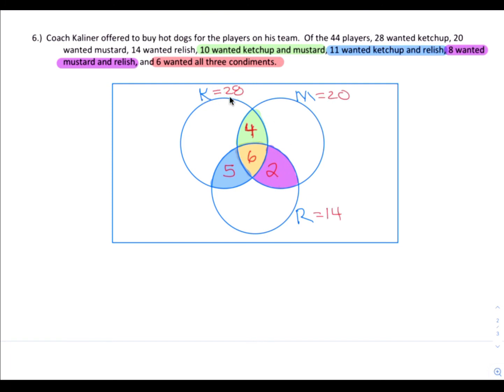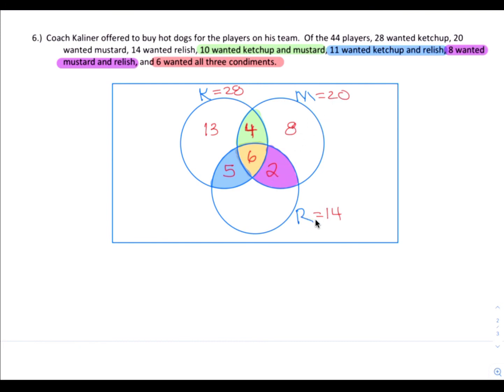Now we can look at the total who want ketchup. That's 28. So that means 4 plus 6 plus 5 plus whatever goes here has to add up to 28. And that leaves us with 13. So 13, 4, 6, and 5 add up to 28. Now the total who want mustard is 20. That would be 4 plus 6 plus 2 plus whatever goes here would have to add up to 20. And that would leave us with 8. So 4 plus 6 plus 2 plus 8 adds up to 20.